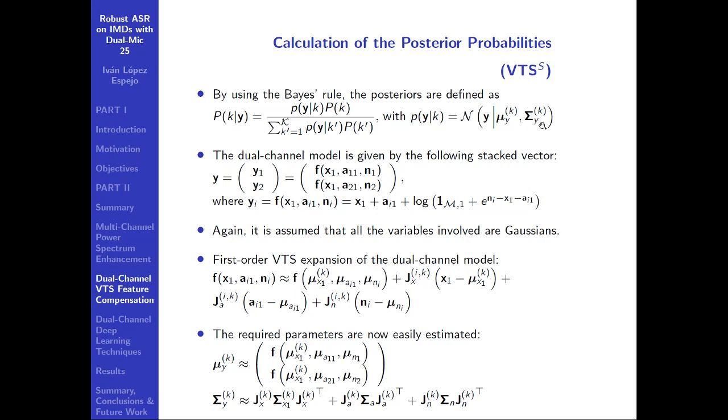So to do this, we write our dual-channel speech distortion model in the log-Mel domain, and again we assume that all the variables involved follow Gaussian distributions. I remind that as any linear combination of Gaussian variables follows another Gaussian distribution, we again linearize this dual-channel speech distortion model by means of a first-order VTS expansion to easily estimate the required set of parameters, I mean the set of mean vectors and the set of covariance matrices.